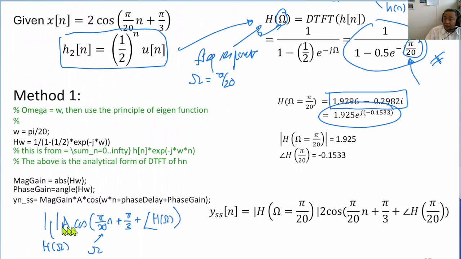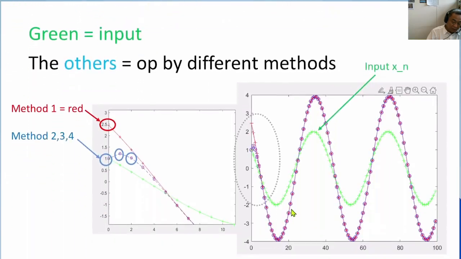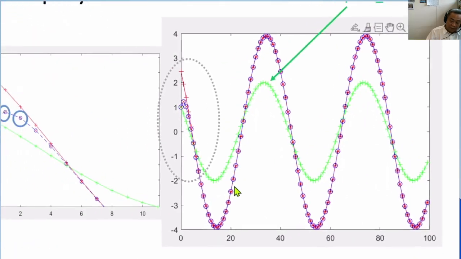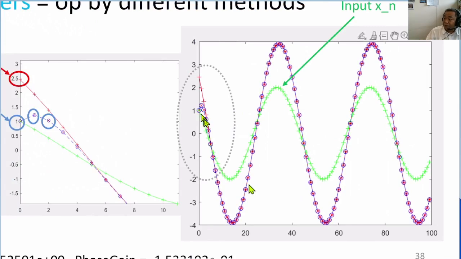Once we have typed out this equation, we ask it to plot y[n] steady state. So this is y[n] steady state. Again, the green one is the input, which is a cosine of amplitude 2. And then we have the output, which is the steady state. The steady state is also a cosine, and it almost reaches 4 because it's 1.9 times 2 for the magnitude.